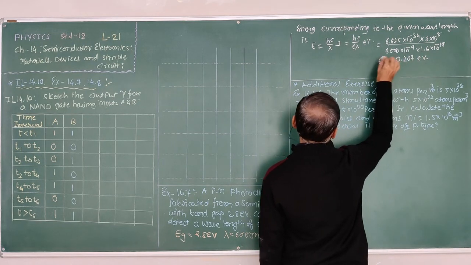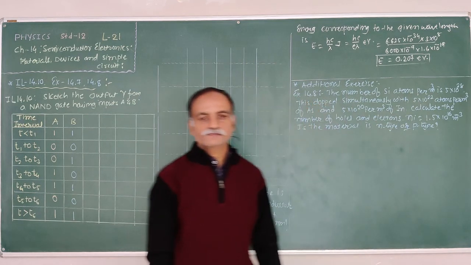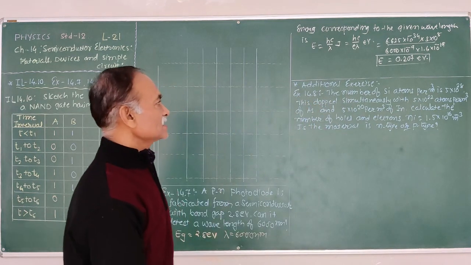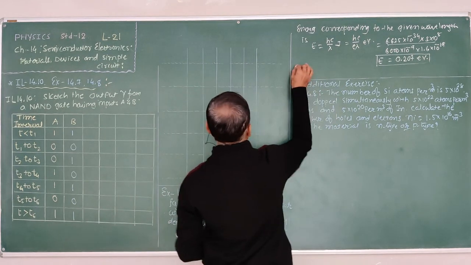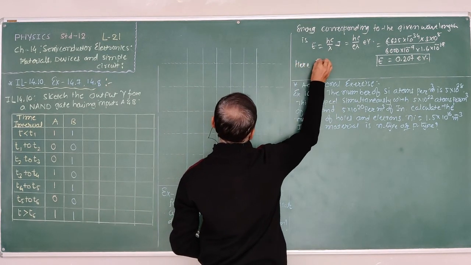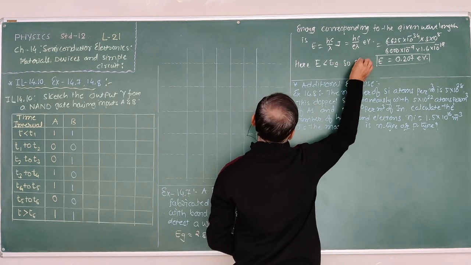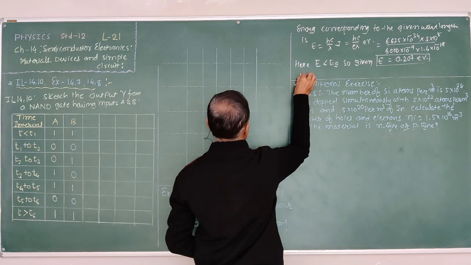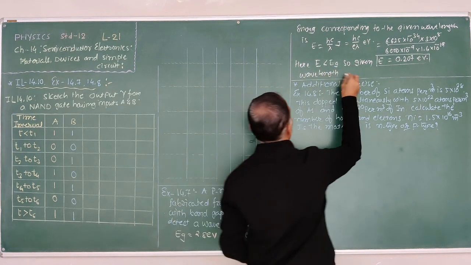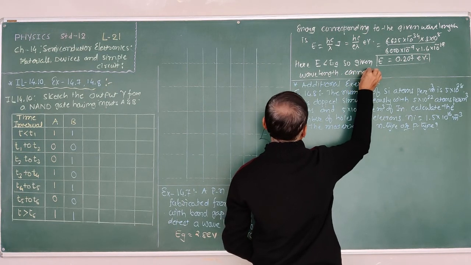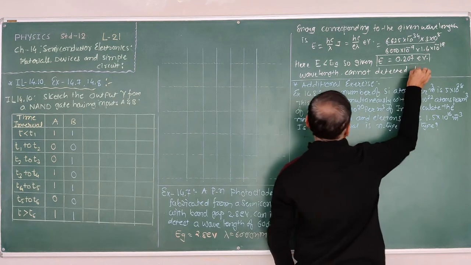That is the value of energy corresponding to the given wavelength. Thus, the given wavelength cannot be detected. Here, E is less than Eg. So the given wavelength cannot be detected by the photodiode.